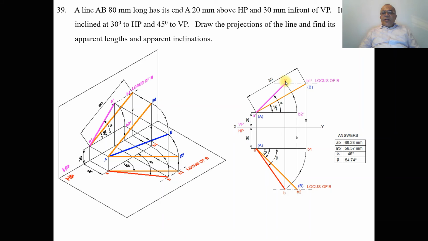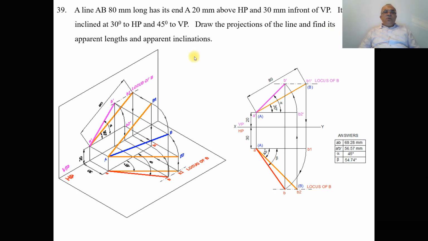So you mark this point as B dash and then join A dash B dash with a dark line. So you are going to get the front view here. But when you want to check whether the problem is right or wrong, then join B and B dash, both are going to lie on the same line.